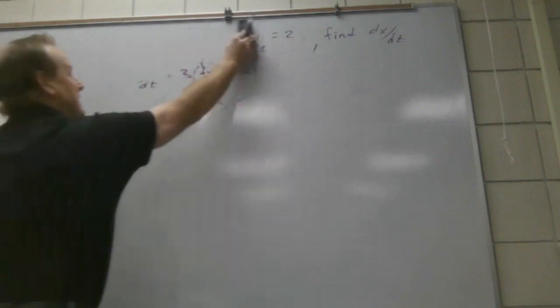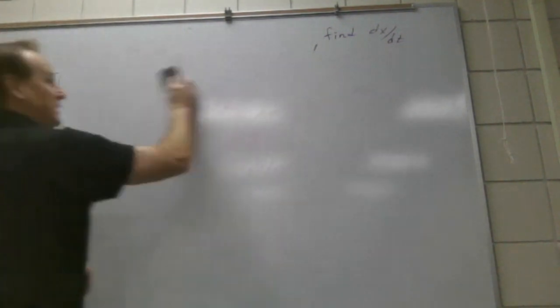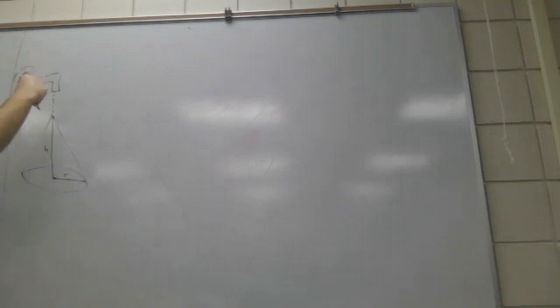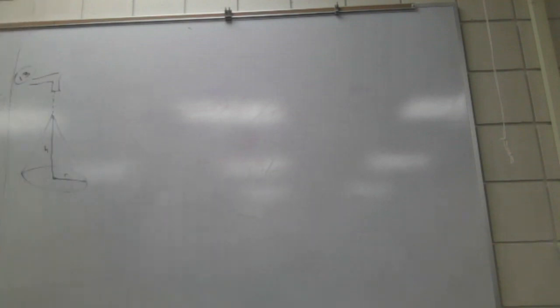Number 13 says it's sand, but we're going to make it corn since we live in Iowa, right? So we have corn coming out of the auger and dropping into a conical pile here. So it's an upside down cone, right? And this is number 13, being dropped at a rate of 10 cubic meters per minute.